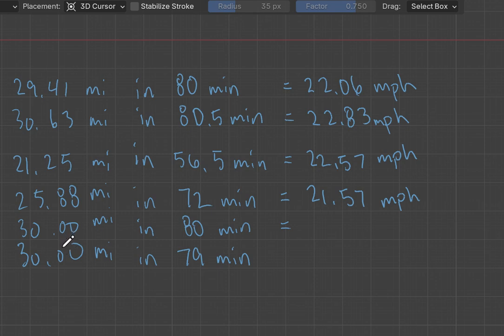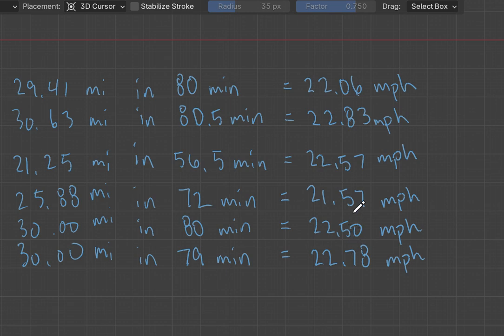And on this date, when I did 30, you take 30 divided by 80 times 60, and you get 22.50 miles per hour. And finally, 30 divided by 79 times 60 gives you 22.78 miles per hour. So see, even though on both of these days I did 30 miles, the miles per hour number is different.